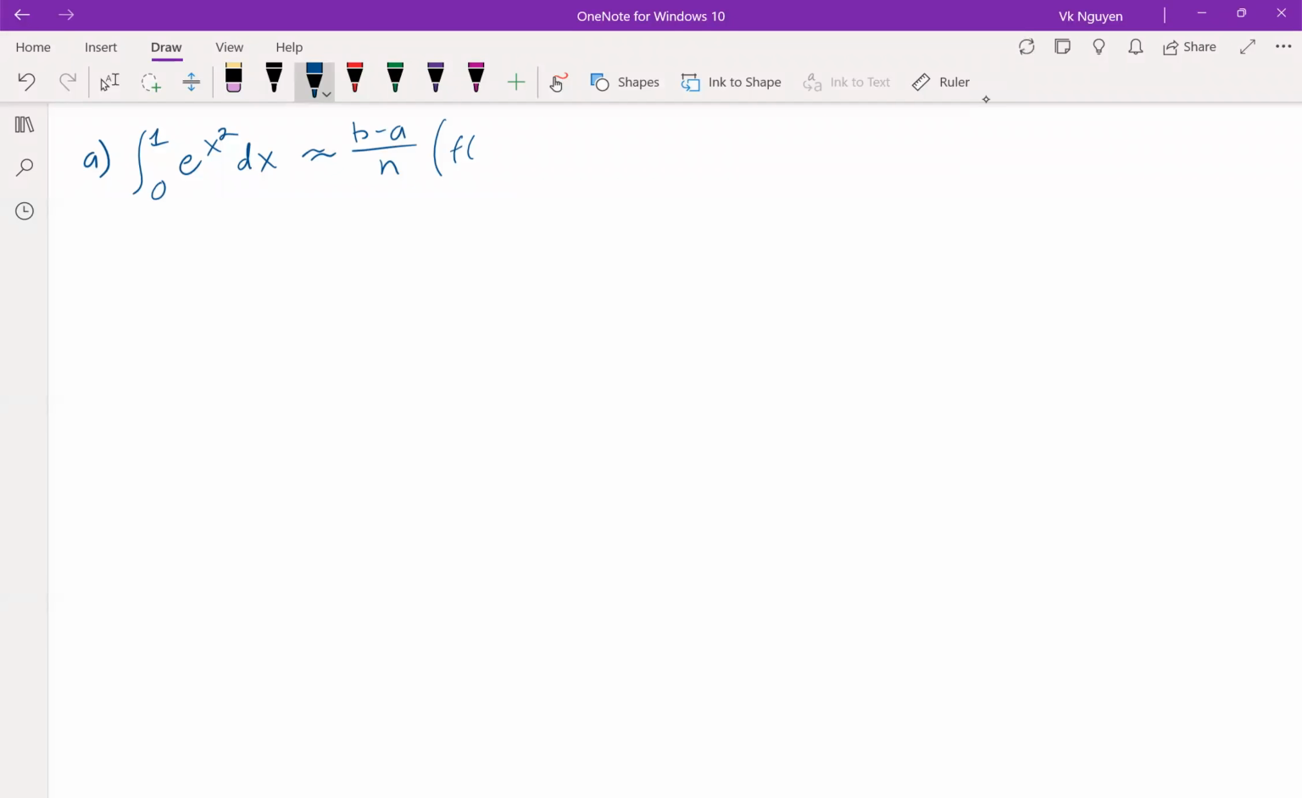the first interval will be between 0 and 0.1. So it's going to be f of half of 0 plus 0.1. And the next one is going to be f of half of 0.1 plus 0.2. And all the way until the last one, f of half of 0.9 plus 1.